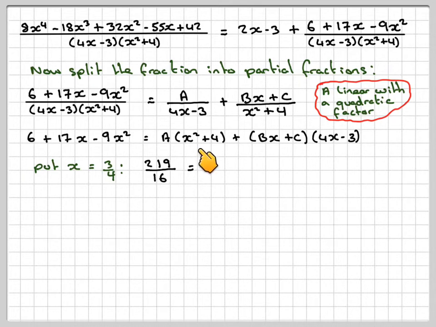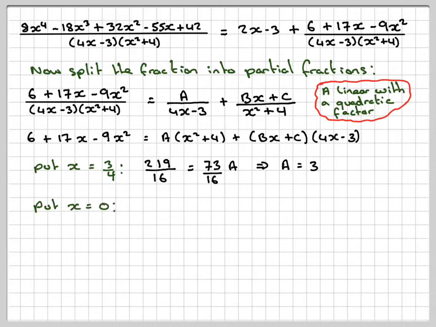And then when you put 3 over 4 in here, you get 73 over 16 a. So it's (3 over 4) squared plus 4. You'll see the 16s cancel, and the 73 goes into 219 exactly 3 times. So a is 3. The next step when you have this type, you put x equal to 0.